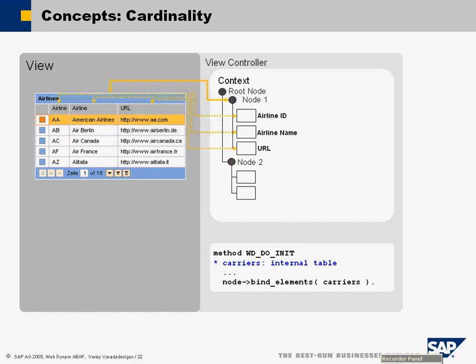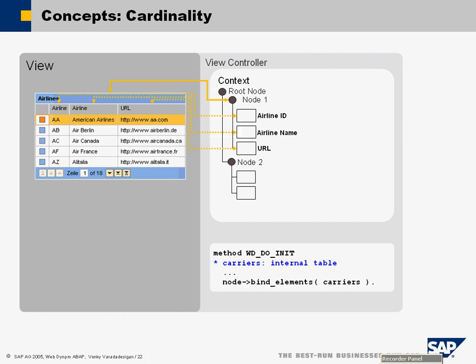Okay. Cardinality. What is cardinality in the programming model? It's exactly the same as any other entity relationship model. Cardinality is the relationship between any two entities. In this case, you might have heard about 0 to many, 1 to many, 1 to 1 kind of relationship. It's exactly the same. We are looking at a table in the UI layout of the view and a node which contains an airline ID, airline name, and URL, right?